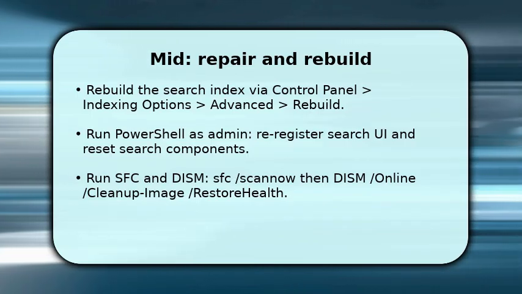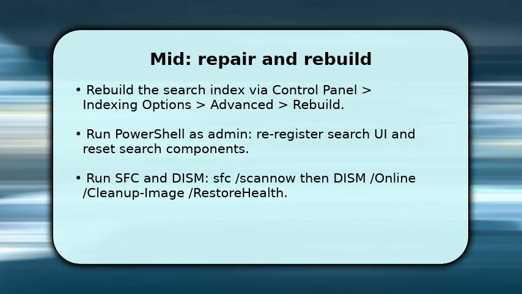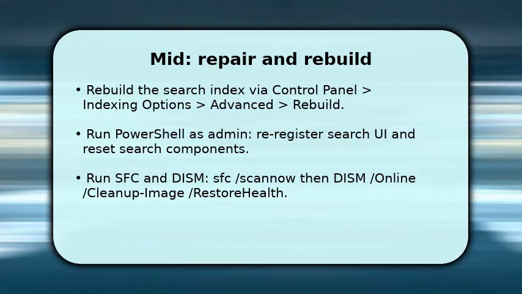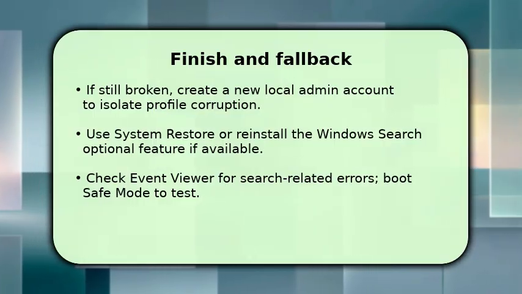After that, run sfc /scannow and dism /online /cleanup-image /restorehealth to fix system file errors. These restore core search binaries and dependents. To finish, create a new local administrator account and test search there. A working new profile means your user profile was corrupted and needs migration.